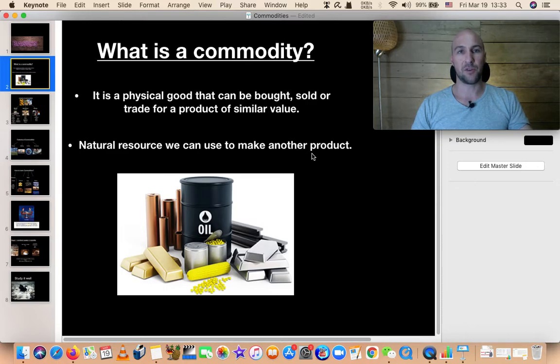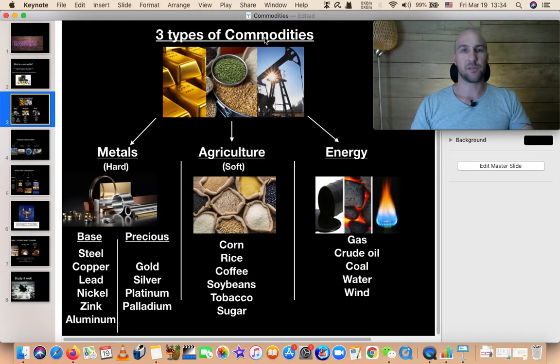So you look at your fridge, you look at how electricity gets to your house, you look at bicycles, you look at anything that you can take out of the ground to make a physical good, or a tree, or livestock, anything that you can use to make another product. They can be grouped in different categories, and what I would like to look at here is 3 types of commodities. I broke them down into 3 groups so it's easier to understand.